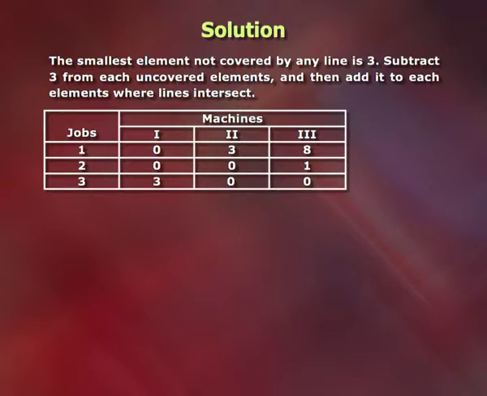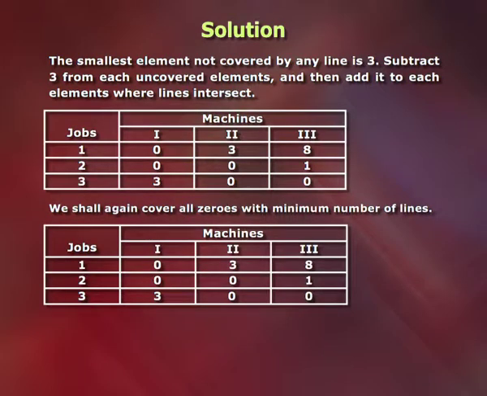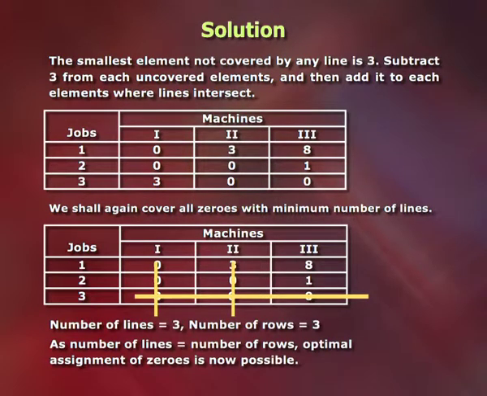The smallest element not covered by any line is 3. Subtract 3 from each uncovered element and then add it to each element where lines intersect. Doing this procedure, we get a new table which is given below. We shall again cover all zeros with the minimum number of lines. Now, you can see in this resultant matrix at least 3 lines are required to cover all zeros. So, now the number of lines is equal to 3, and the number of rows is equal to 3. As the number of lines is equal to the number of rows, optimal assignment of zeros is now possible.